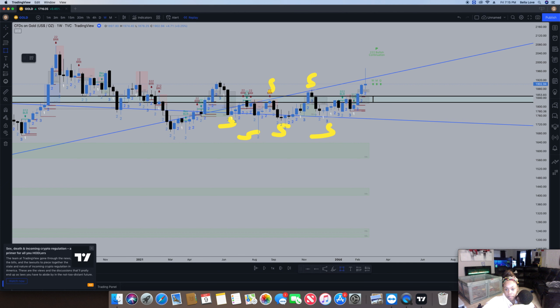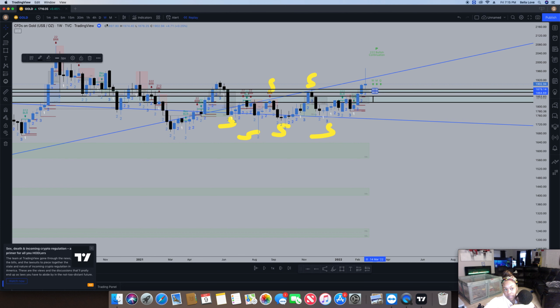Fair value gap. And then there's another fair value gap. So keep in mind, this is weekly, so this is a very high time frame. This is a very long time frame. You can do this on any time frame. I'm just showing you guys how to draw broadening formations from swing highs to previous swing highs and lower lows to lower lows.